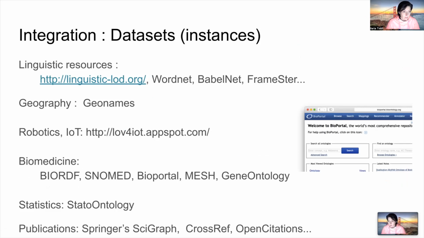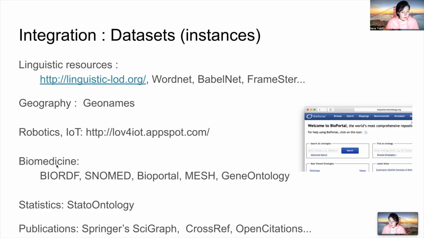Additionally, there are data sets which are more domain specific. The data sets that we looked at before are more open domain. You do have linguistic resources, the Linguistic Linked Open Data, WordNet, BabelNet, Framester. They specify information about concepts and how they are represented linguistically. So what are the synonyms or antonyms, meronyms? You have GeoNames, which is a data set representing information about geography, so capitals, subcapitals, countries. If you are interested in robotics and IoT, you have this website where you can find a lot of vocabularies around the IoT and robotics world.